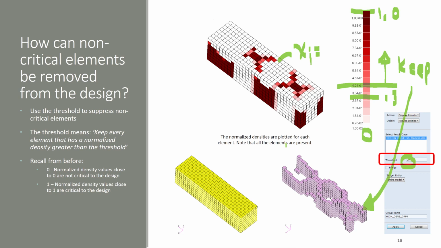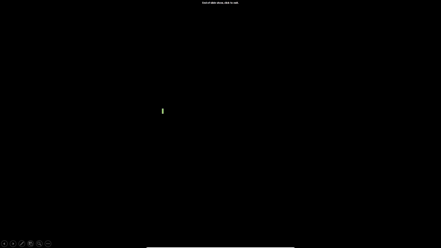Let's see, what else do I want to say? So again, the optimizer is not actually removing elements. It's assigning these scores to each element, and then it's up to you to decide which elements you want to screen out. So that's the end of the tutorial.